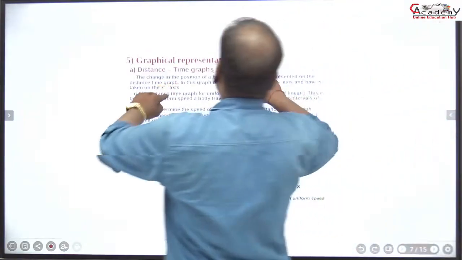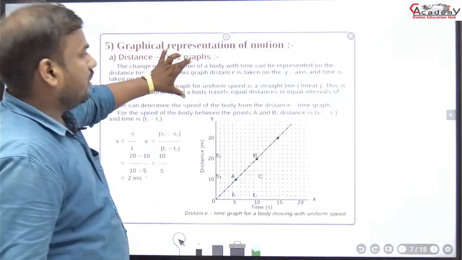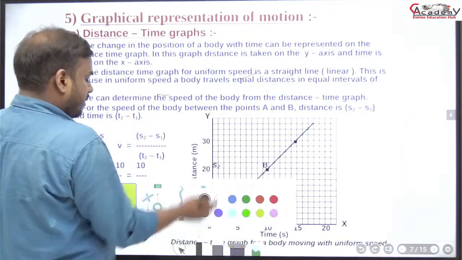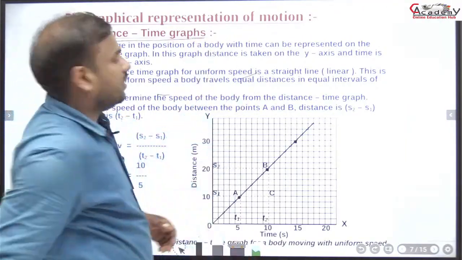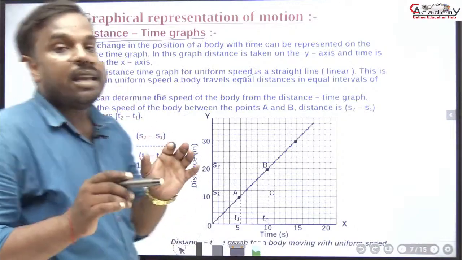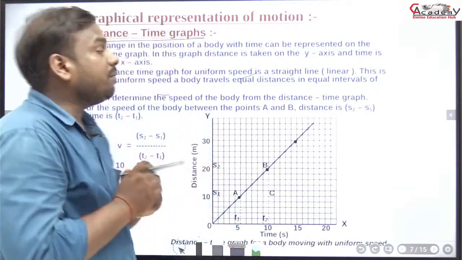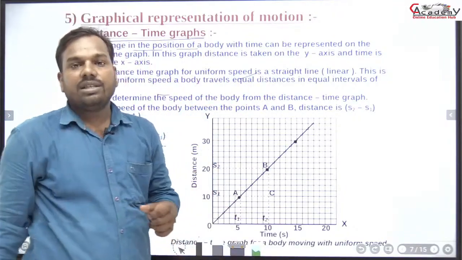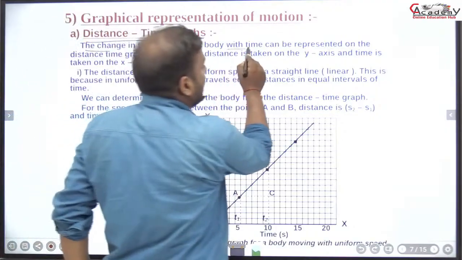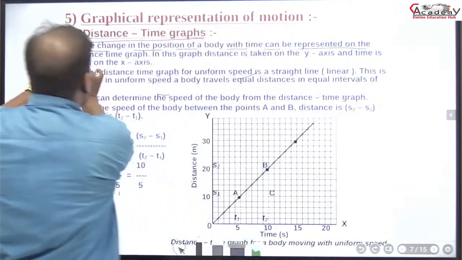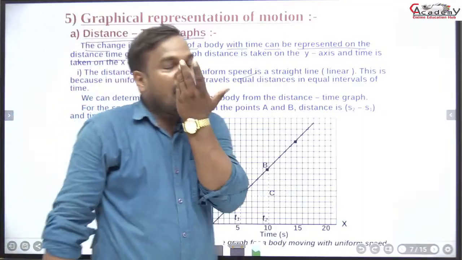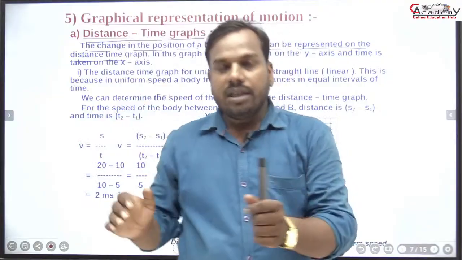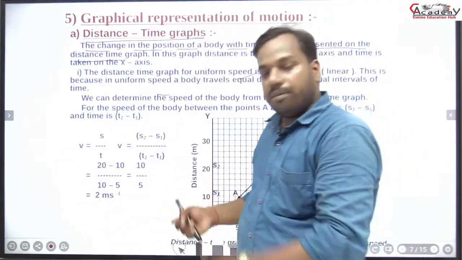Okay, that is the graphical representation. How we draw the graph between distance and time? What is the graphical representation? The change in position of a body with time can be represented on the distance time graph. It means how the position of any object changes with respect to time.